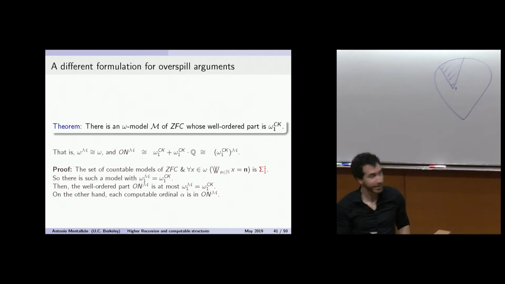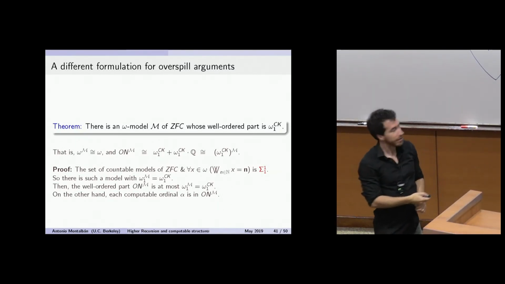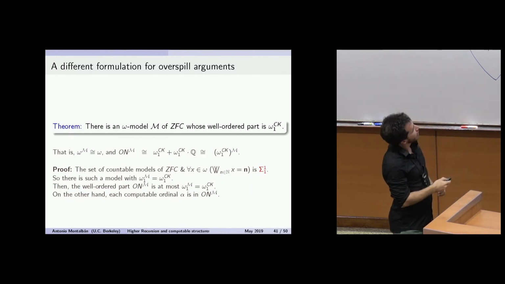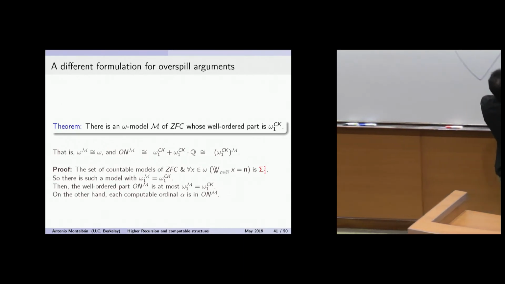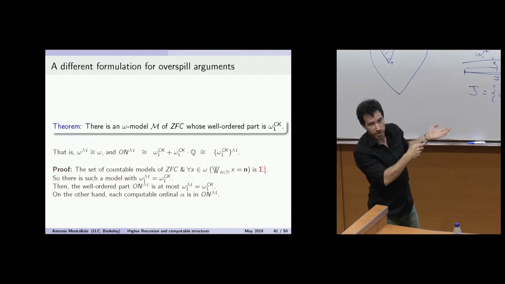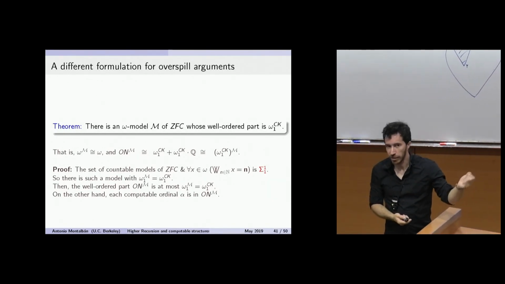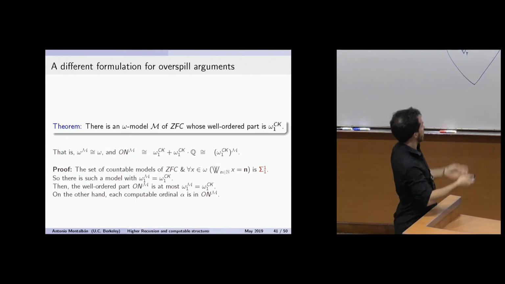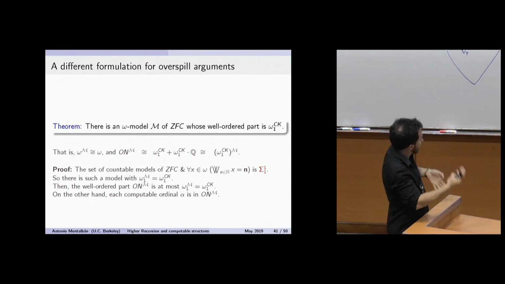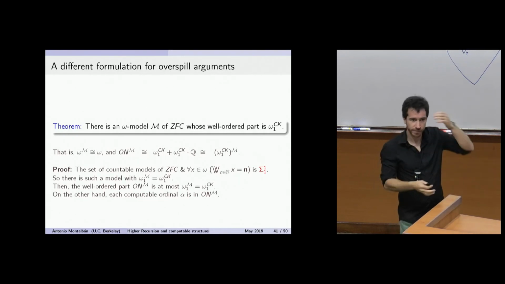In contrast, we'll start by taking an omega model of CFC whose well-ordered part is omega 1 ck. Whatever you are doing, just do it inside this model. If you could show that it was true of all the countable ordinals in this model, the countable ordinals go beyond omega 1 ck. So take one of these things that the model thinks are well-ordered, but it's not really. And then you get the weird conclusion that you wanted, and then you work with that. So essentially, it's the same kind of argument, but just a different way of setting it up.